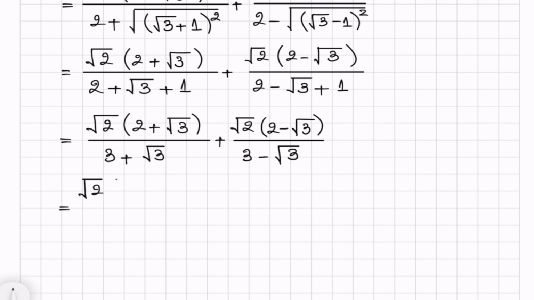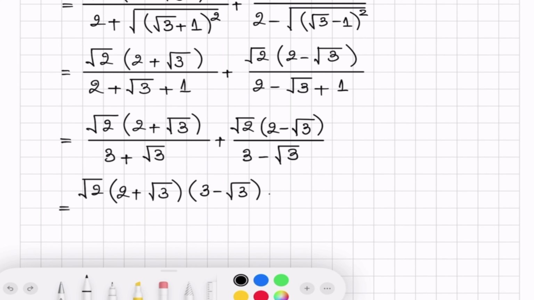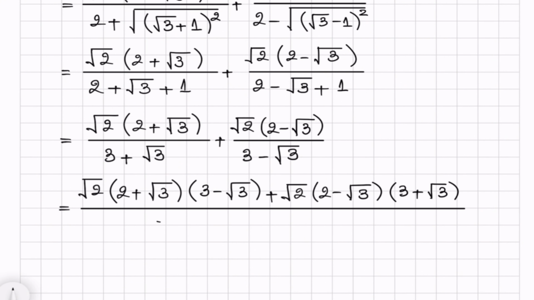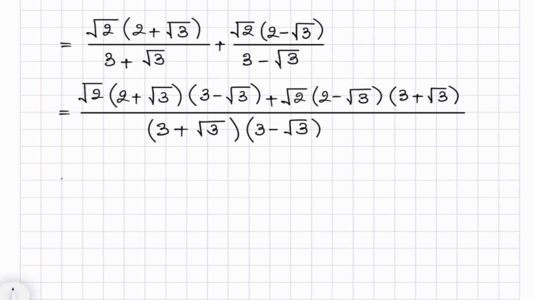So then we will get square root of 2 factor 2 plus square root of 3 and then multiply with 3 minus square root of 3. Okay, and then this we multiply to this and this multiply to this, then we will get square root of 2 factor 2 minus square root of 3 and then multiply with 3 plus square root of 3 and then all over 3 plus square root of 3 and then multiply with 3 minus square root of 3. Okay, so now we need to expand the numerator.